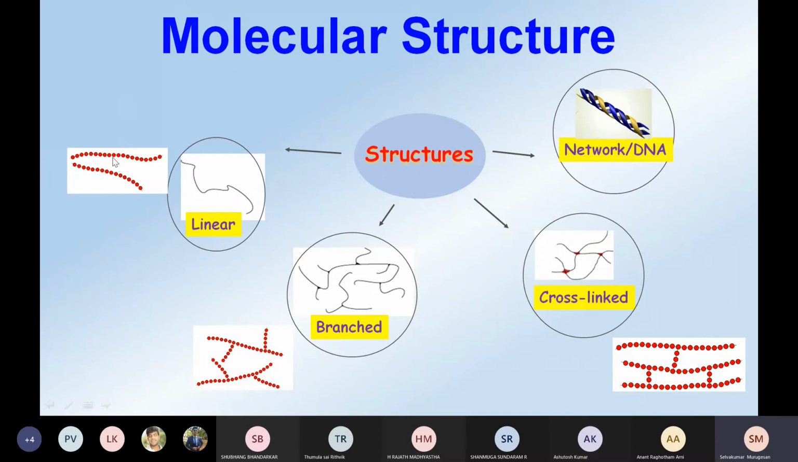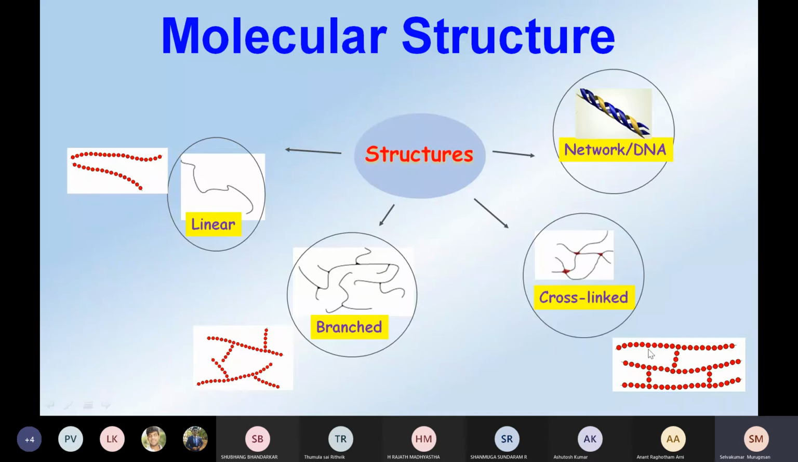There are no branching side chains present in the polymer backbone. Branch means you have polymer main chains, and on top of that you can see the side chains, some other linkage made up of functional groups present in the main chain. Those are called branched polymers.